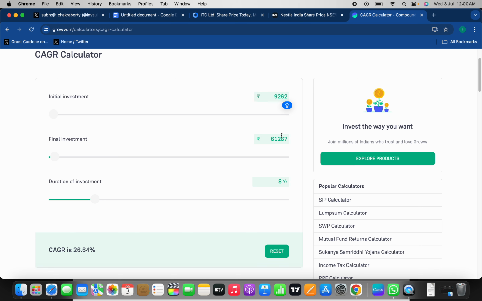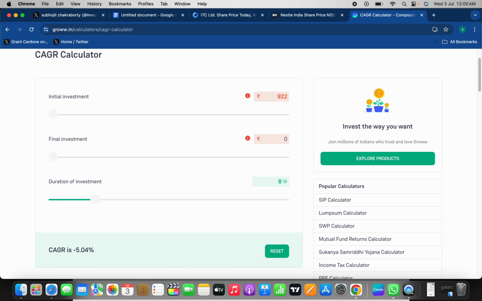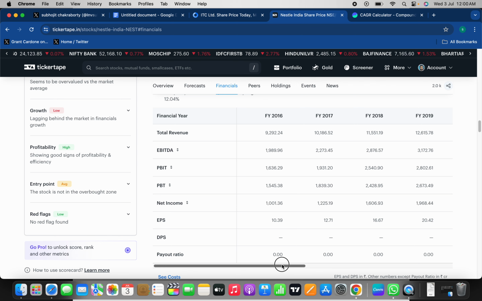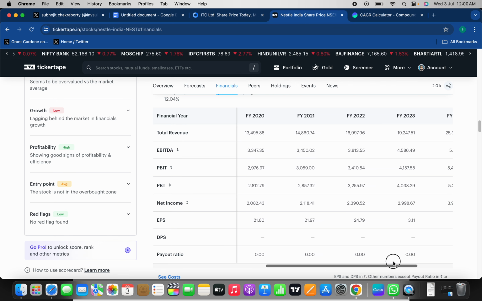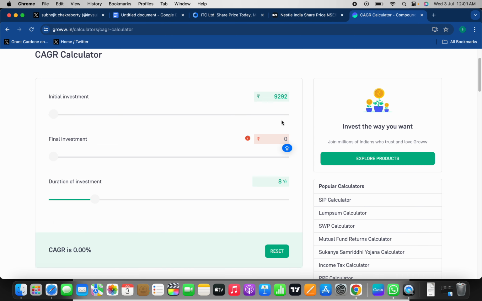9,262. What is the final valuation that is coming? What is the final valuation that is coming? 2092, sorry. And what is the final valuation that is coming? So the final valuation that is coming is approximately around 19,247. 19,247. 8 years. What is the CAGR, right?